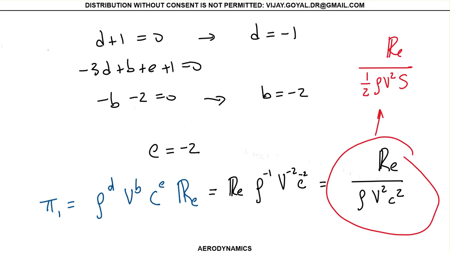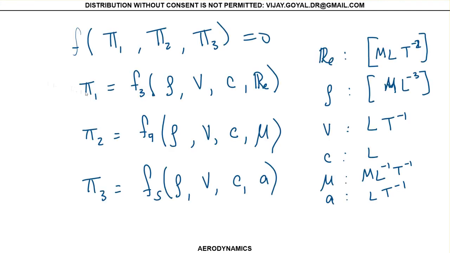Okay? So let's go to the second function that we had. Remember that we were solving this. We said this was a function of pi 1, pi 2, pi 3. Let's go with the second one, pi 2. In this particular case, rho, V, let's call the exponents H, I, and J. These are completely arbitrary numbers. You can use whatever value you want there.